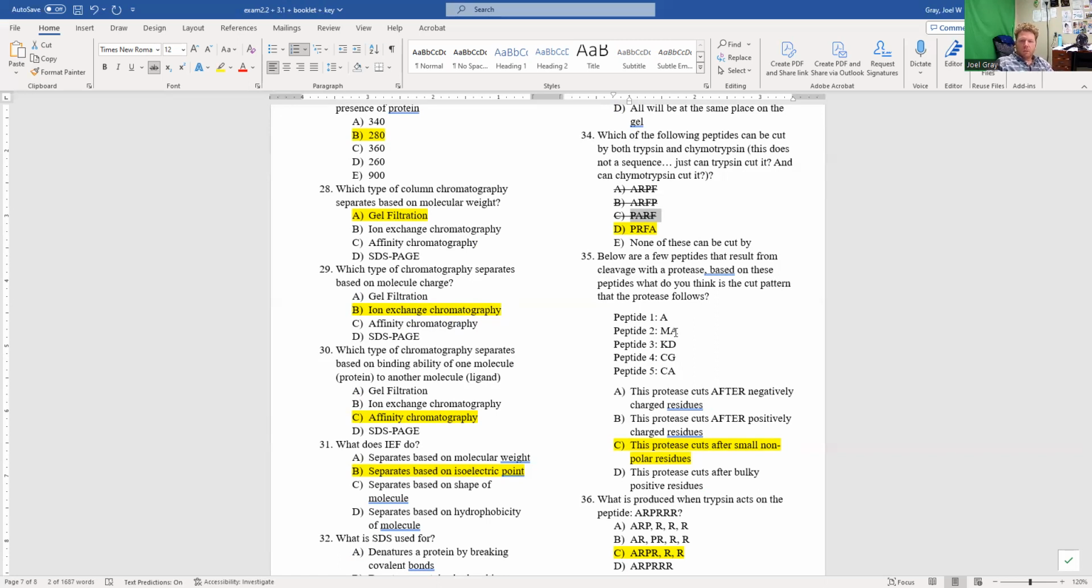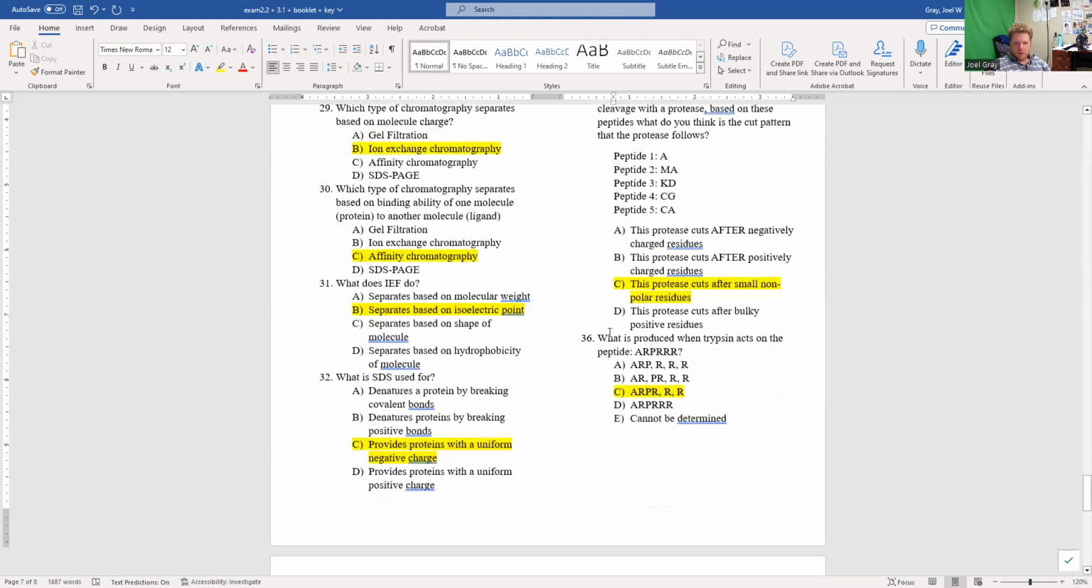B, this protease cuts after negatively and positively charged residues. A and B respectively. Alanine and glycine are not positively or negatively charged residues. Aspartic acid is, so for peptide 3, that's a possibility. But it's unlikely because we've got this single peptide that was broken down into 5 different pieces. The idea that our protease cuts after small nonpolar residues, answer option C, really is our best option because that captures A and G respectively. So 35 is C.